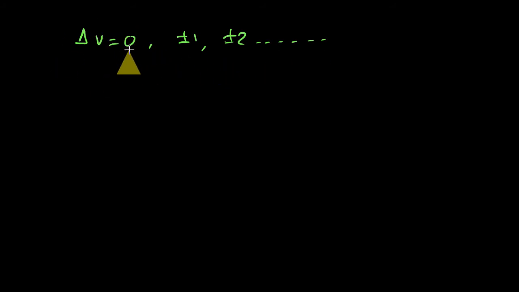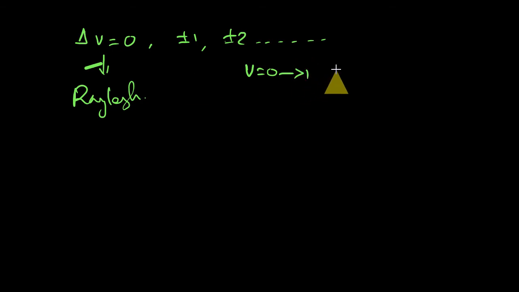Here we have delta V equal to 0 also, and this corresponds to the Rayleigh scattering. Rayleigh scattering means there is no vibrational transition of the molecule, and the incoming photon neither loses nor gains energy, and that leads to the Rayleigh line. But the other selection rules, delta V equal to plus or minus 1, plus or minus 2, etc., correspond to molecular excitation or de-excitation vibrationally. Here we don't need to worry too much about the delta V equal to plus or minus 2 transitions, because they will have lower intensity, and we already know that the transition of importance is the V equal to 0 to 1 transition. That is the fundamental transition.